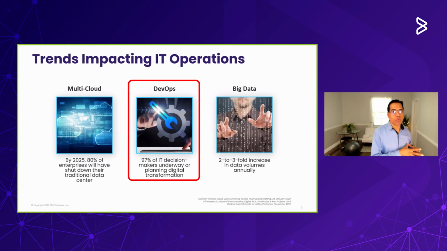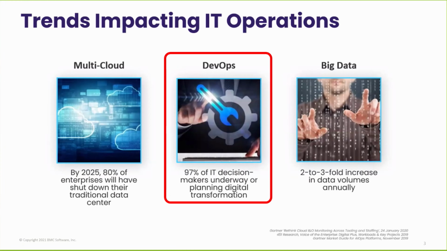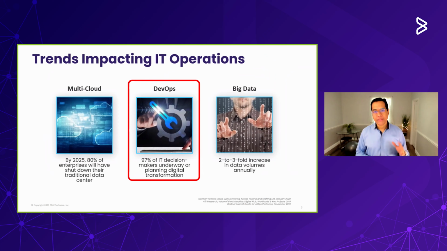What you see on the screen here are macro trends affecting IT operations. The three major trends are, first, multi-cloud. Cloud adoption, as you're well aware, has grown exponentially in the last 5 to 10 years. With the cloud benefits of agility, flexibility, and reduced costs comes the challenge of managing more complex hybrid IT environments spanning from on-prem to multi-cloud to containers.